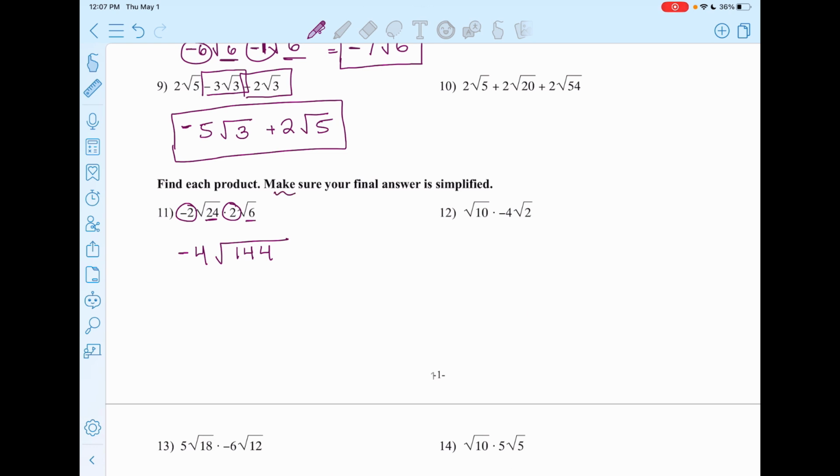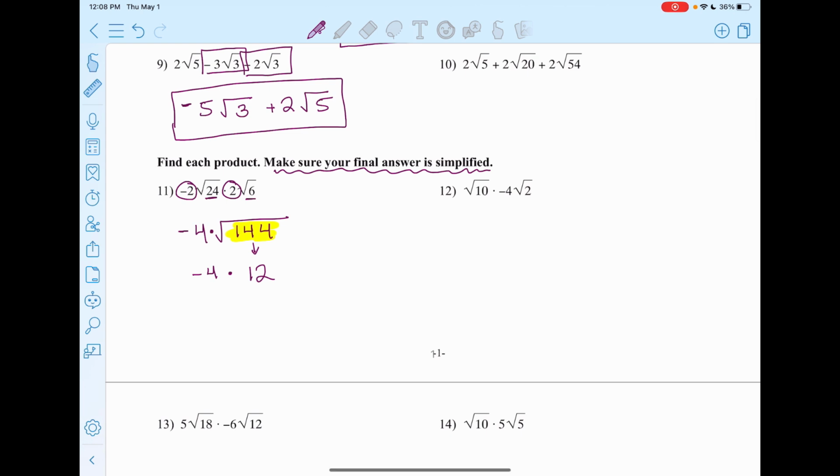Notice how I said make sure your final answer is simplified. So looking at my radical, I know that 144 is a perfect square. The square root of 144 is 12. So this is going to turn into -4 times 12, since that -4 was being multiplied by the radical, and the radical turned into 12, and -4 times 12 will get my final answer of -48.